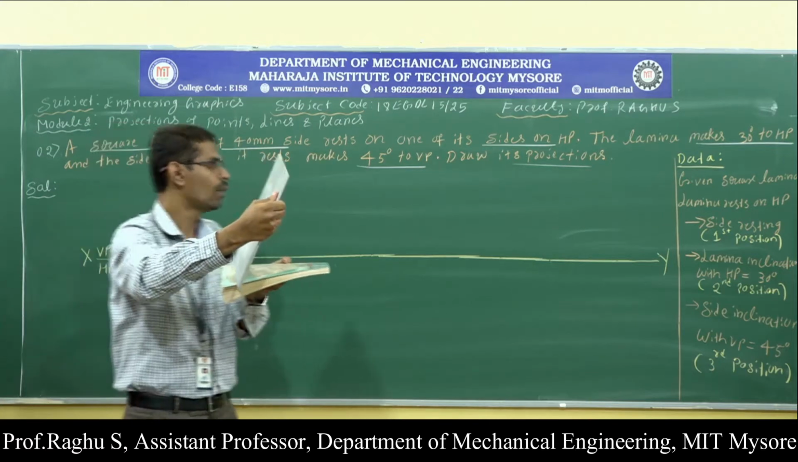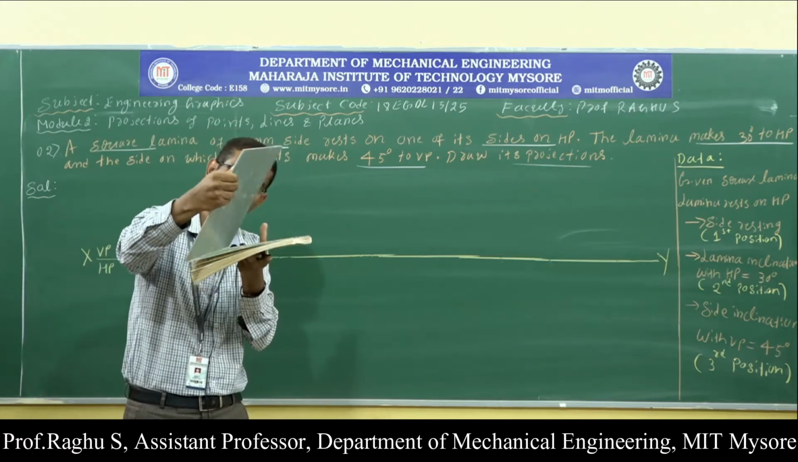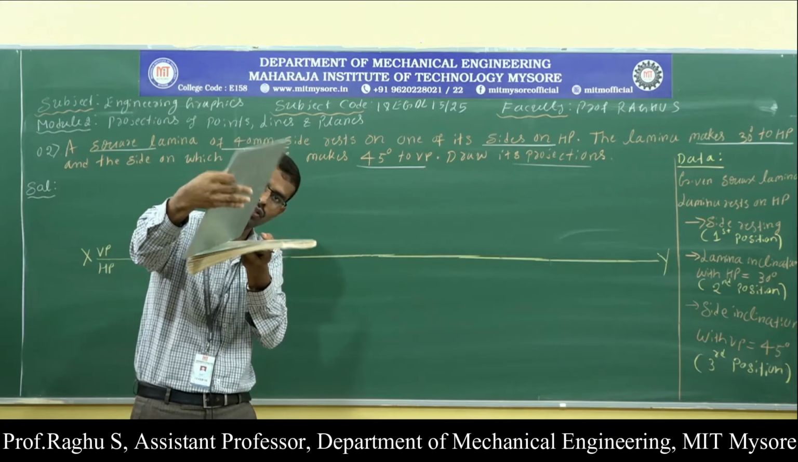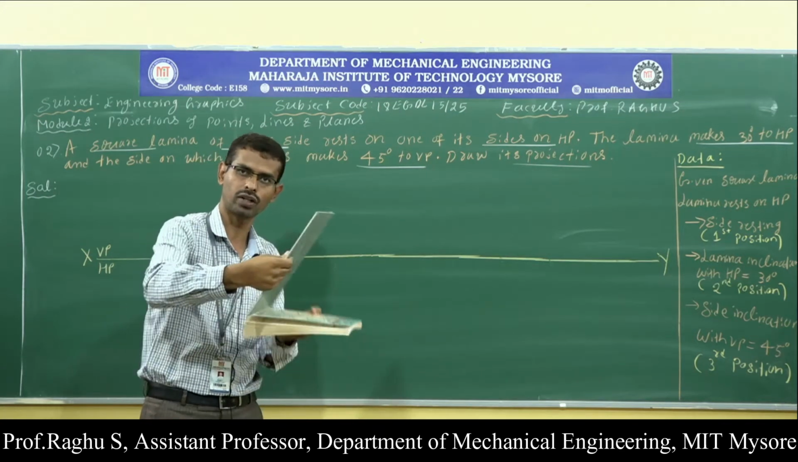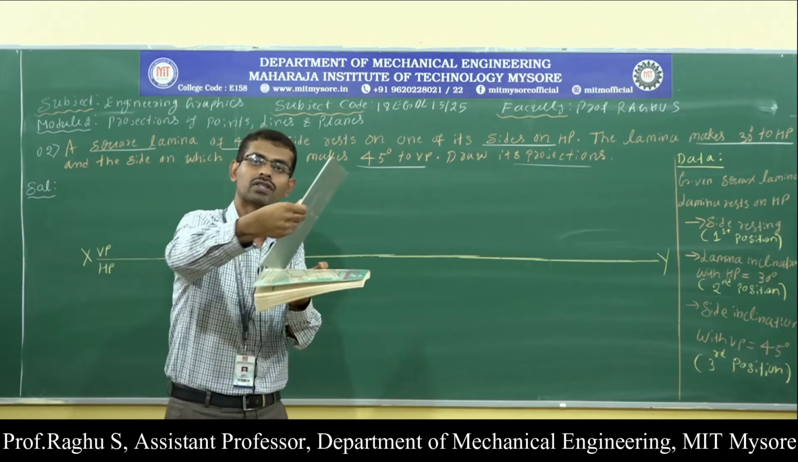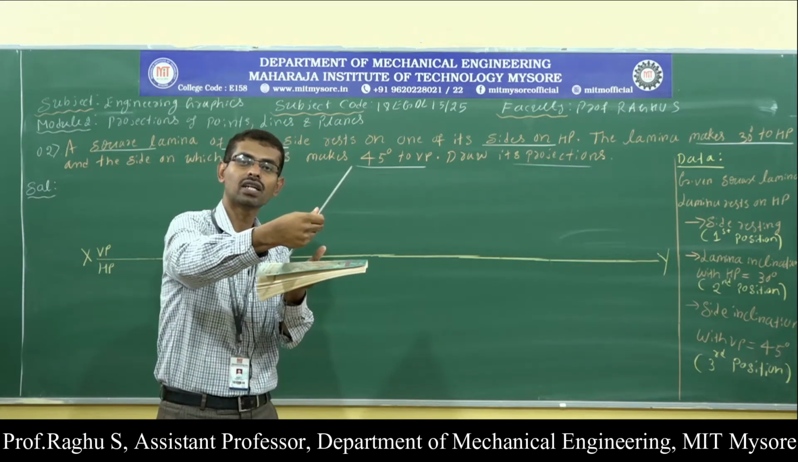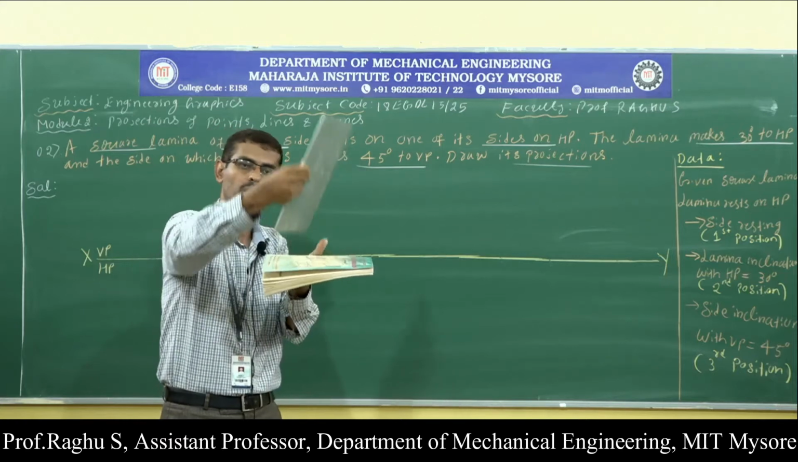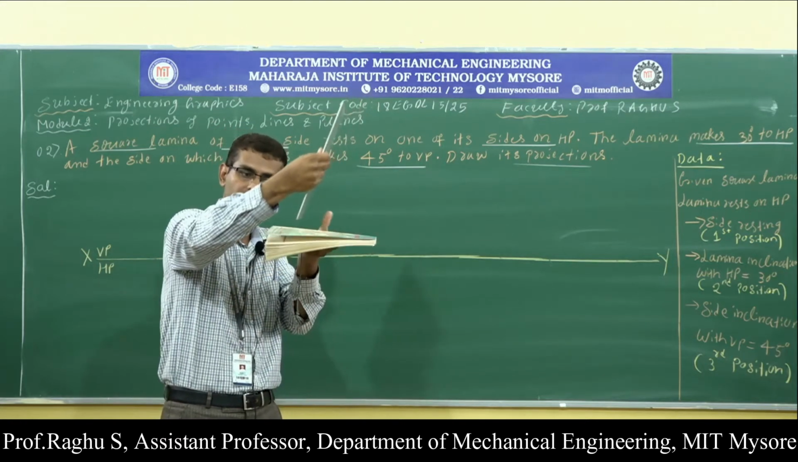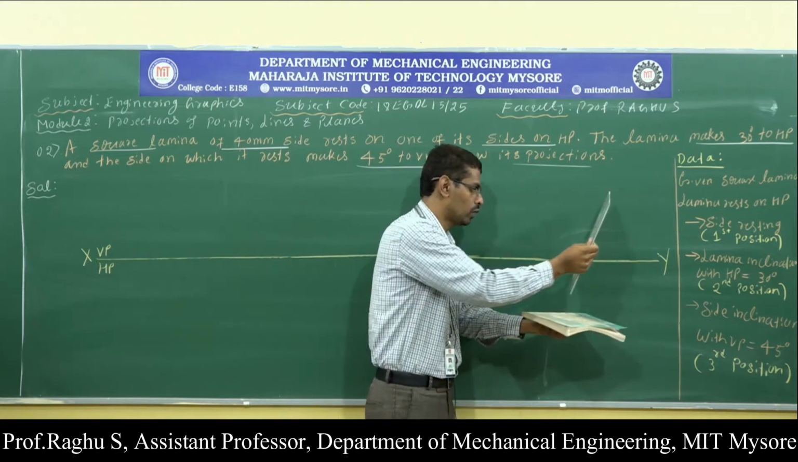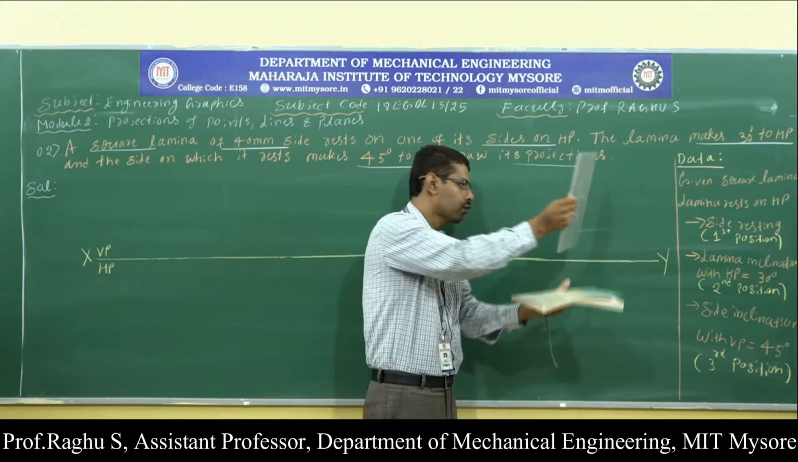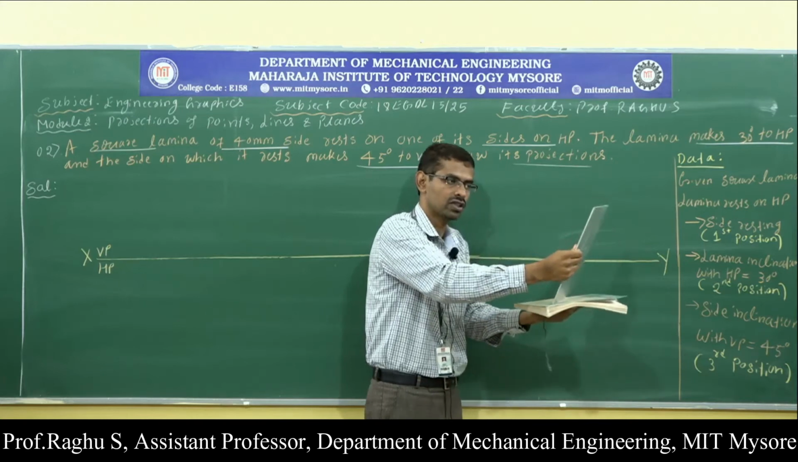Next, the lamina makes 30 degrees with respect to HP. So this is the 30 degree inclination with respect to HP. Next, the side on which it rests is inclined 45 degrees with respect to VP, means this side is inclined 45 degrees with respect to VP. So this is the actual position.